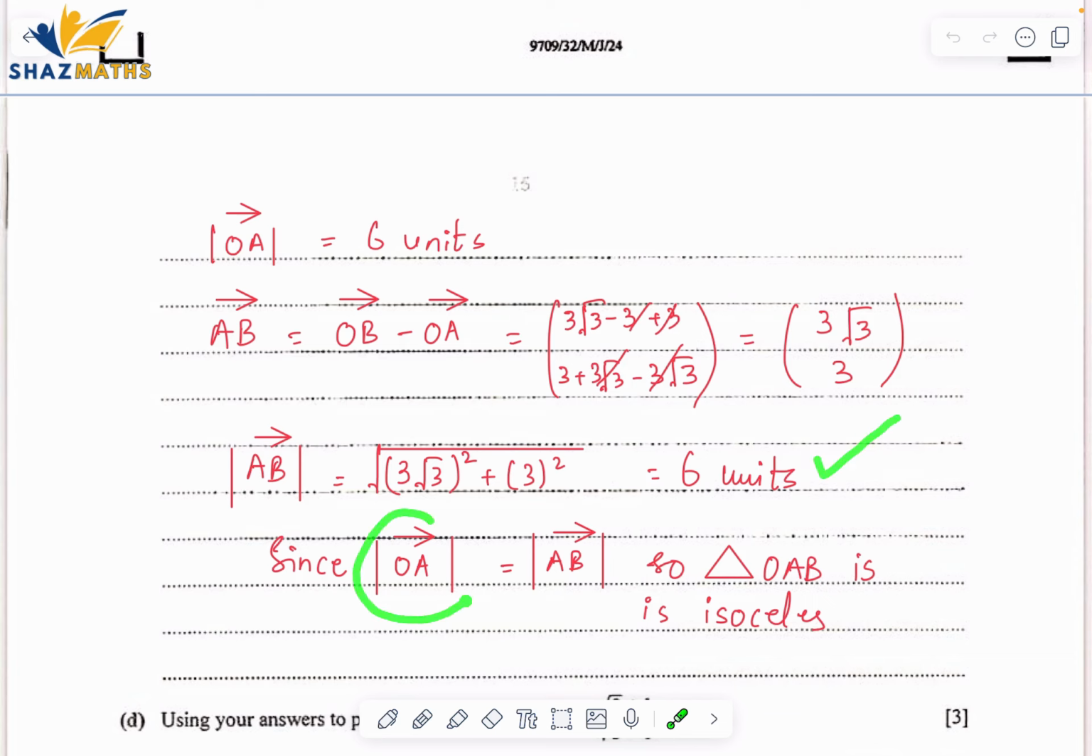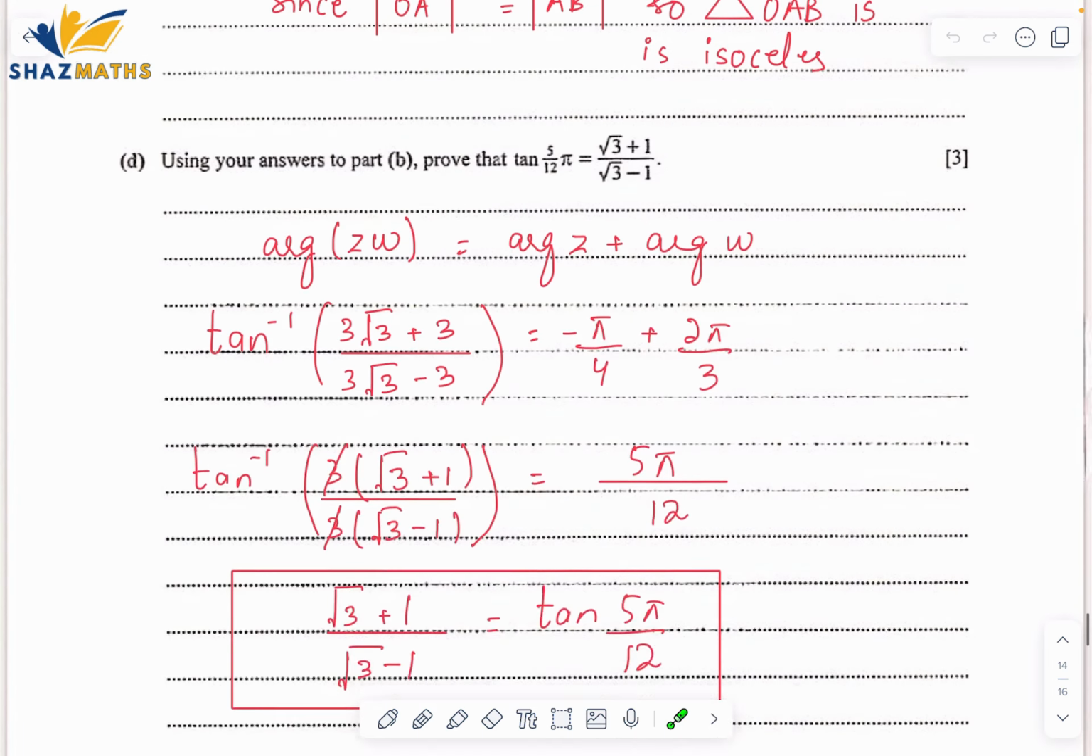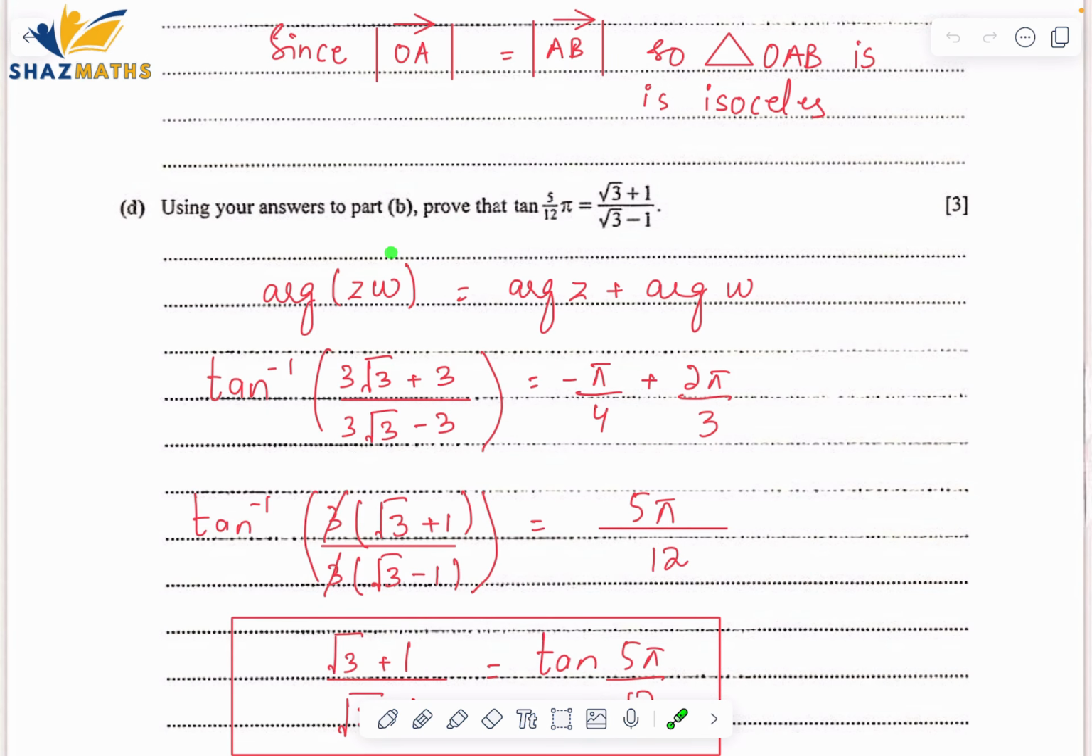So since the two lengths are equal, therefore triangle OAB is isosceles. Now using your answers to part B, prove that tan of 5 pi by 12 equals (√3 + 1)/(√3 − 1). So according to the property of argument, if you multiply two complex numbers and take the argument, their individual arguments will be added.